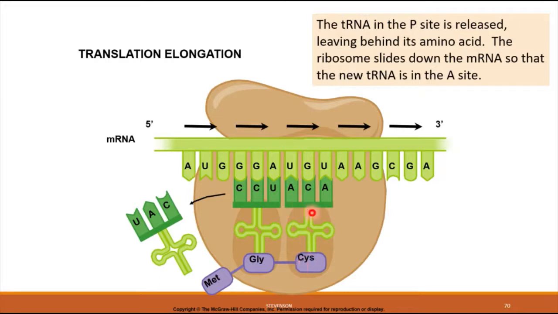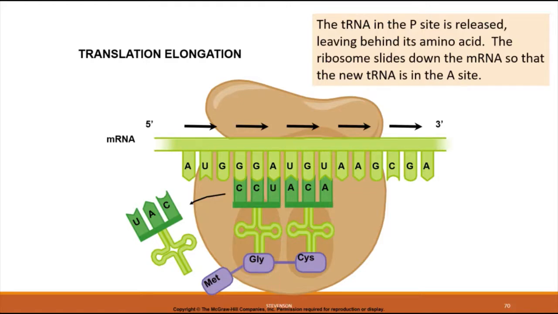Of course, the most recent codon has brought with it a new amino acid. This one is cysteine, abbreviated CYS, and it forms its own bond to the amino acid that is now in the P site, glycine.